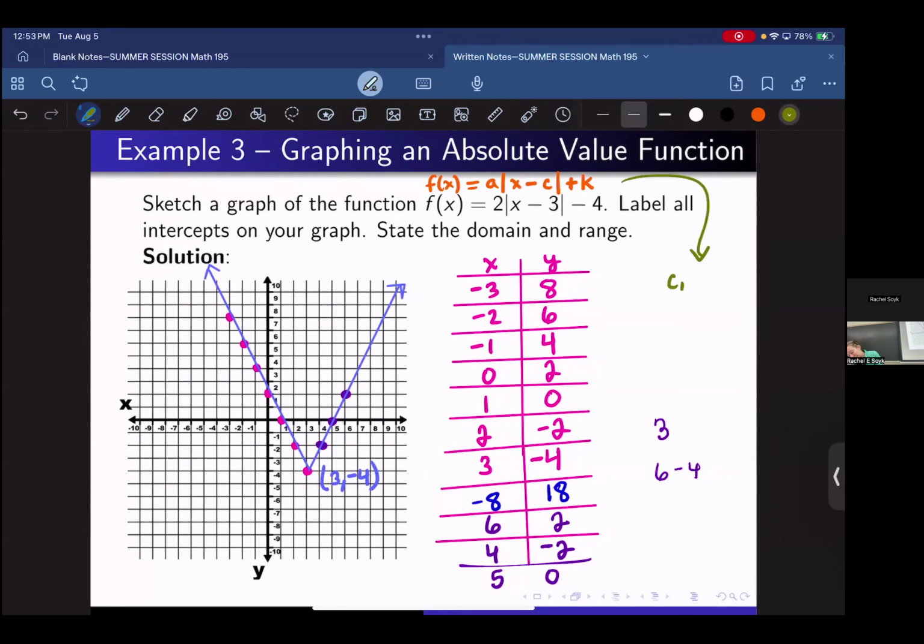So much easier, right? So in this case, our vertex is 3 comma negative 4, which is exactly what we had over here. Yeah, so it'll save you time too. Because once you have your vertex, you don't need all these points. You just choose 1 or 2 points to the left, and then 1 or 2 points to the right, sketch, and then you're done.